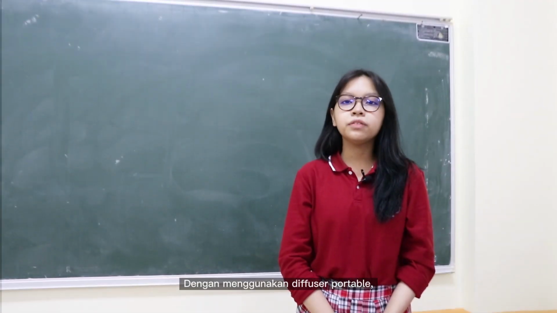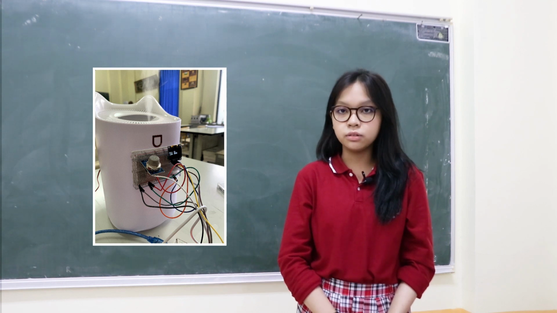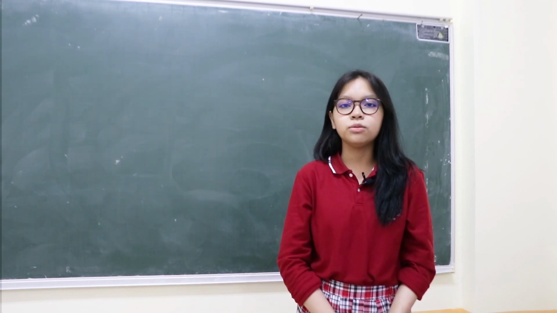The main component of the photosynthesis process in this tool is an aquatic plant or algae called Chlorella sp, because in addition to being easy to maintain, it can reproduce and regrow quickly. By using a portable diffuser, we invented the oxygen booster machine to not only be portable and practical, but also cost-affordable and easy to use.